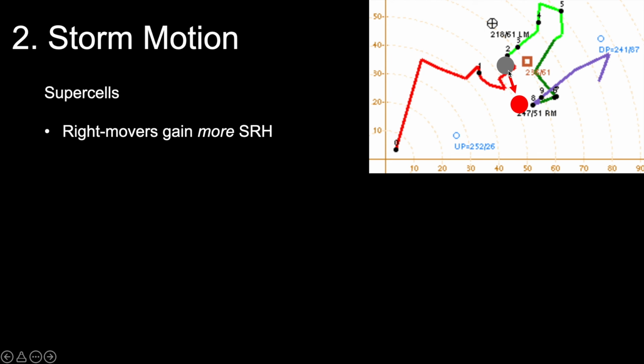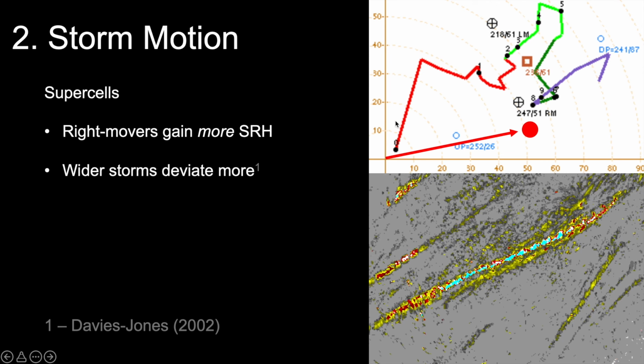So this is why we get some pretty robust right movers in the US, because they're favored and they deviate to a position which gives them a lot more kinetic energy from that hodograph. Wider storms actually deviate more. This was a concept brought about way back, and really hasn't been looked at since. But this is something that dynamically checks out. You have broader updrafts like this one that tend to be at their most intense when they're most rightward deviant.